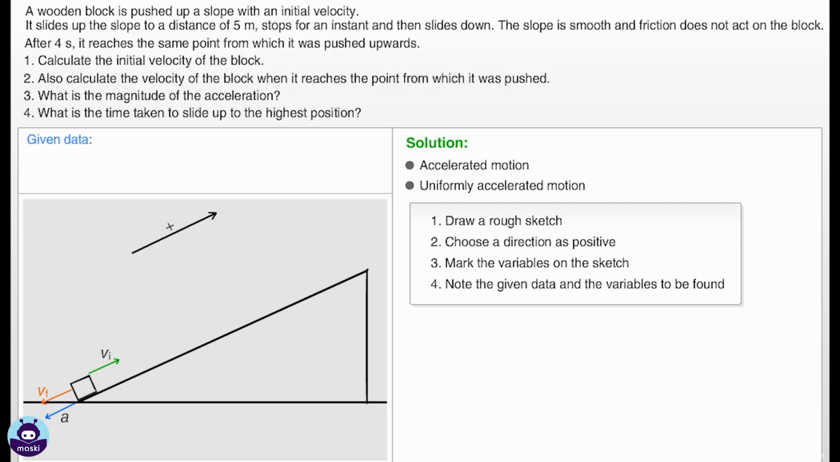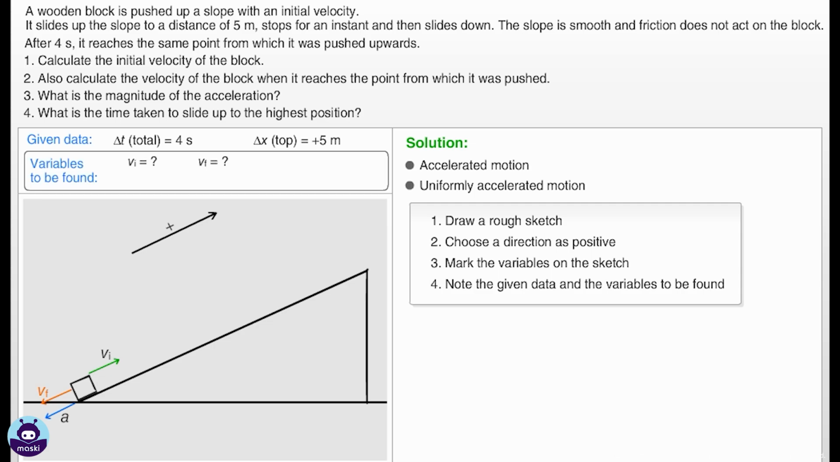Next, we note the given data and variables that we are required to find. The time interval for the motion from the start to the end is 4 seconds. The displacement from the initial point to the highest point is plus 5 meters, that is, 5 meters towards the top of the incline. We are required to find the initial and the final velocity and the acceleration. It is important to note here that the block is under constant acceleration. Hence, it will have the same magnitude of velocity at the final position as the magnitude of the velocity at the initial position, since the two positions are identical. Therefore, v final equals negative v initial, since they have the same magnitude but are oppositely directed.